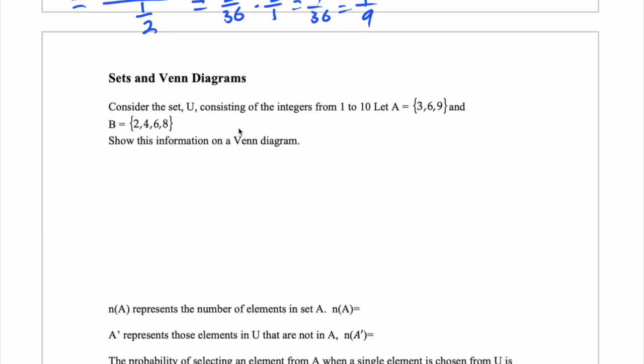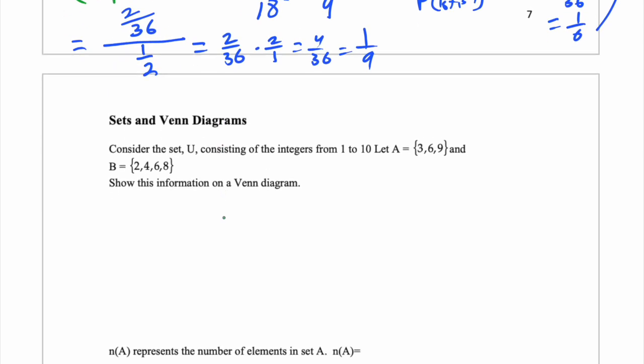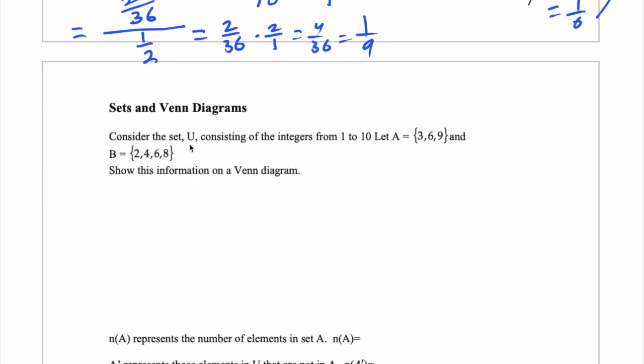Let's make some Venn diagrams now, which are useful for some probability questions. Consider the set U consisting of integers from 1 to 10. So let me write that out. This is set notation. 1, 2, all the way up to 10. So that's 10 numbers. And then A and B are these sets.